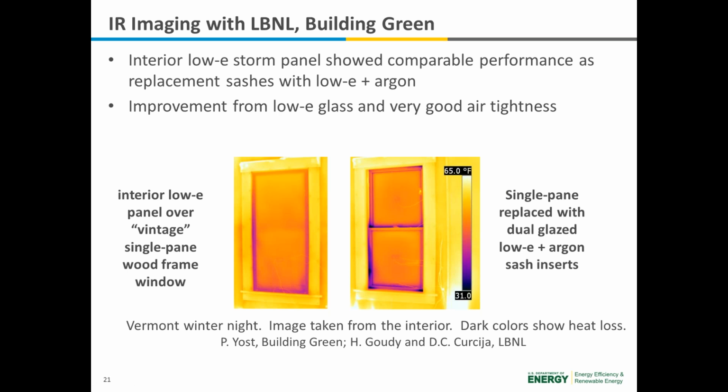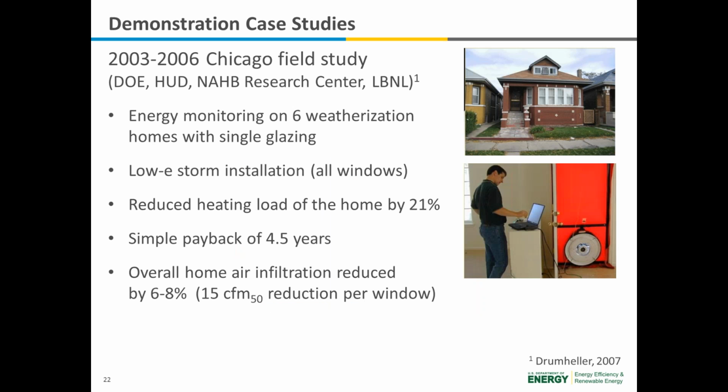But again, the main point is that it shows you can get similar performance with a low-E storm window or interior panel. So really the next step was, okay, let's scale this up. Let's look at what happens when you put in a whole home. So in 2003 to 2006, DOE, HUD, NHB Research Center, and LBNL conducted a field study on 6 weatherization homes in the Chicago area, bungalow type homes, all with single glazing and then with the addition of low-E storm windows.